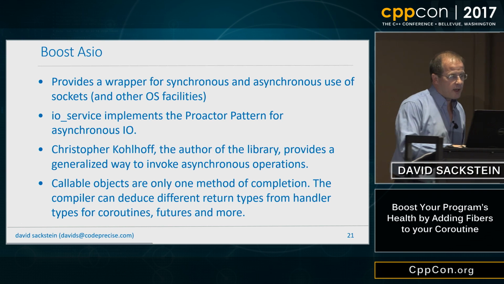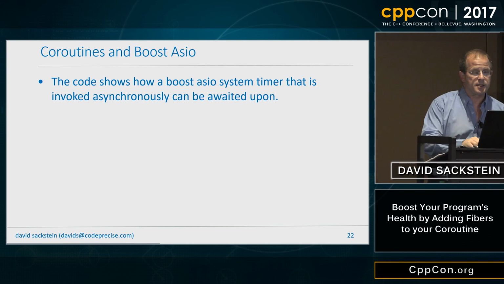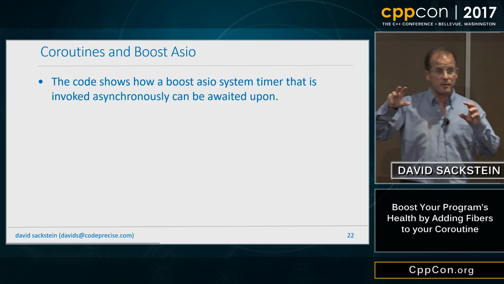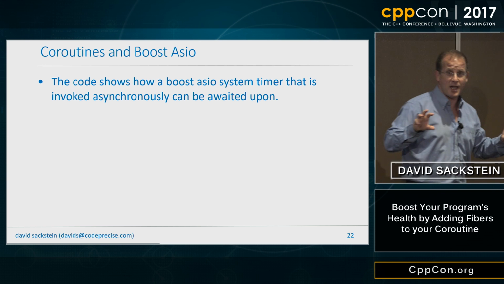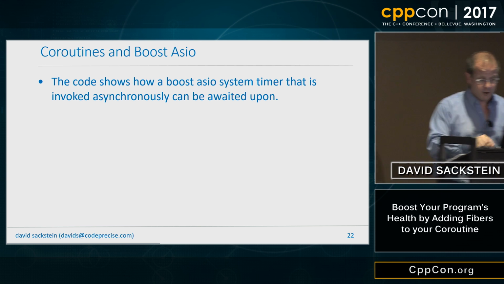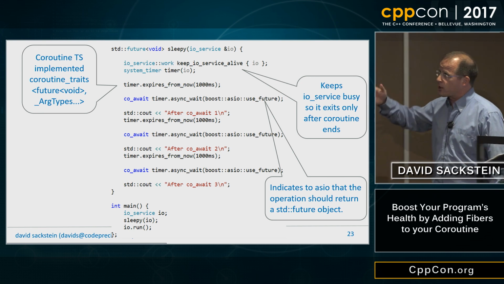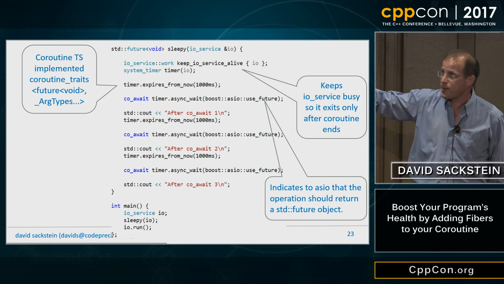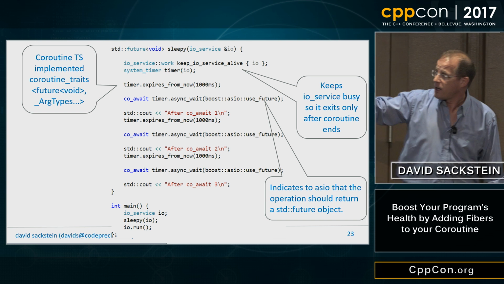So the example I want to show here, a very simple example, demonstrates how we can use Boost.Asio and Coroutines TS. Coroutines TS will work seamlessly with Boost.Asio for its asynchronous API. Okay, so here we have a very simple function. Let's look at the main. The main function creates an object of type IO service, and then it performs sleep and then IO run.